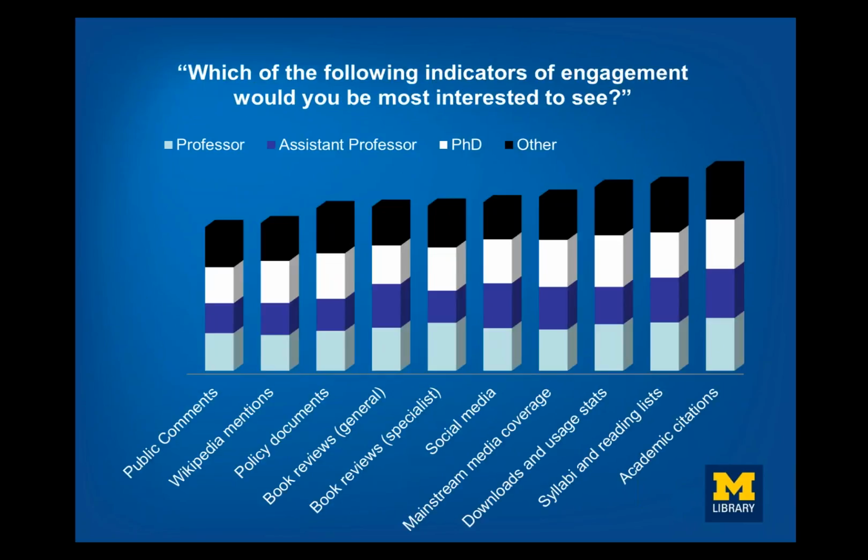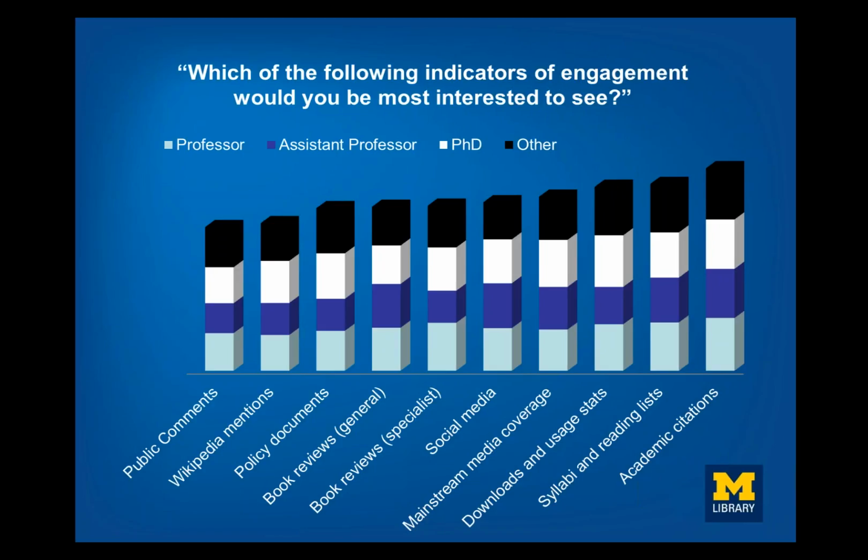This graph is interesting for a couple of reasons. So which of the following indicators of engagement would you be most interested to see? So you can see that the indicator of engagement that scholars that we work with are still most interested in are academic citations, so over at the far side.